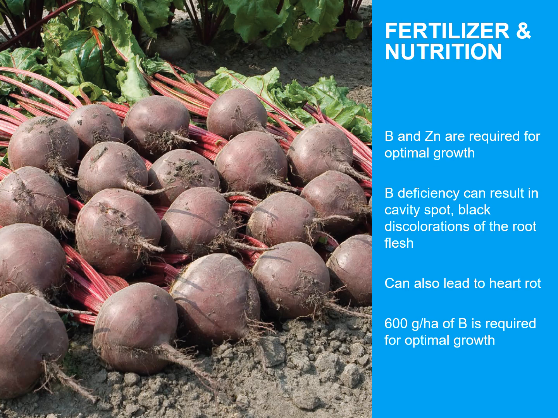The condition can also lead to a condition called heart rot. So it's similar in a lot of ways to boron deficiencies in brassicas, for example. So a good supply of boron is required for optimal growth, around about 600 grams per hectare.